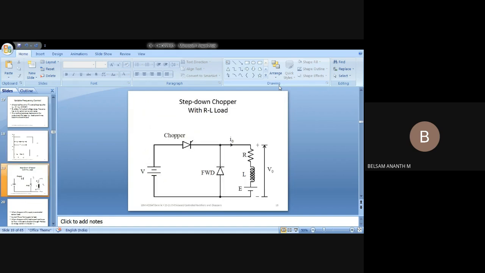Now the next one, step down chopper, second category. So far we discussed the first category. Now we are going to discuss the second set.